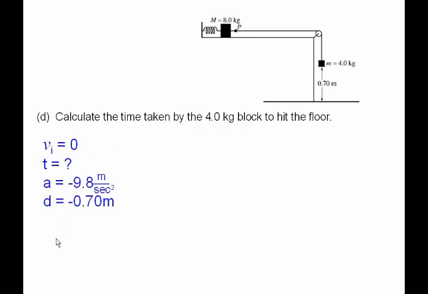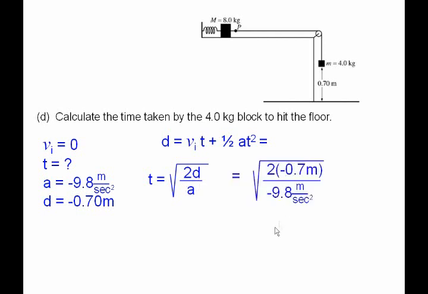And notice that the gravity and the distance I labeled as negative because they're going in the negative direction, downwards. This is the kinematic formula that has those letters in it. And that initial velocity is 0, so we can just cross this part out of the formula. So it's d equals 1/2 at squared. Rearranging for t, 2 slides up, a slides down, and square root. So we have t equals the square root of 2d over a.